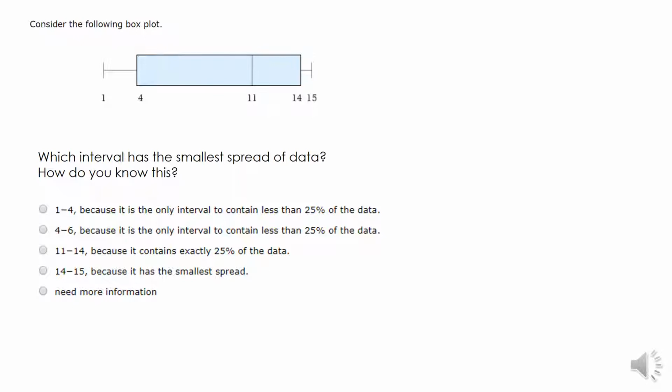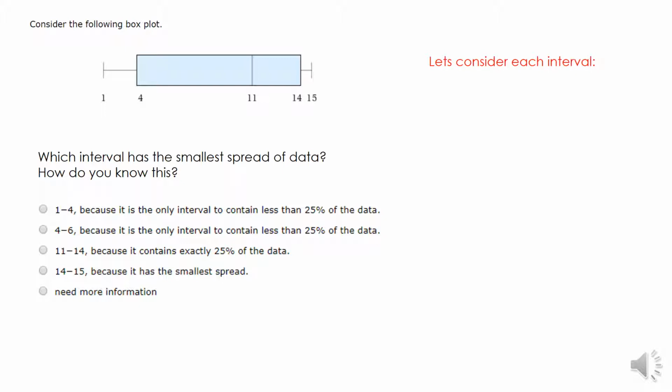And then our last question says, which interval has the smallest spread of data, and how do you know this? This may seem similar to the question they asked at the beginning, which was which quarter has the smallest spread. Now they're no longer limiting themselves to quarters, they're just referring to intervals. It gives you some options here: the intervals 1 to 4, 4 to 6, 11 to 14, and 14 to 15. So let's consider each one of those intervals.